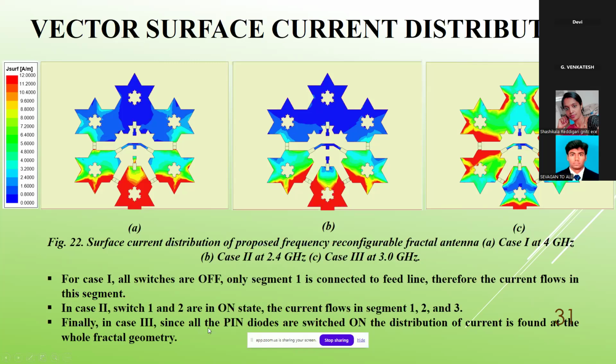Finally, in case 3, since all pin diodes are switched on, the current distribution is found on the whole fractal. You see, this is on, this is on, this is on. So the whole fractal is radiating. This is the final one. Based on the three cases, we will check what the radiating or resonant frequency values are, and what benefit we are getting.